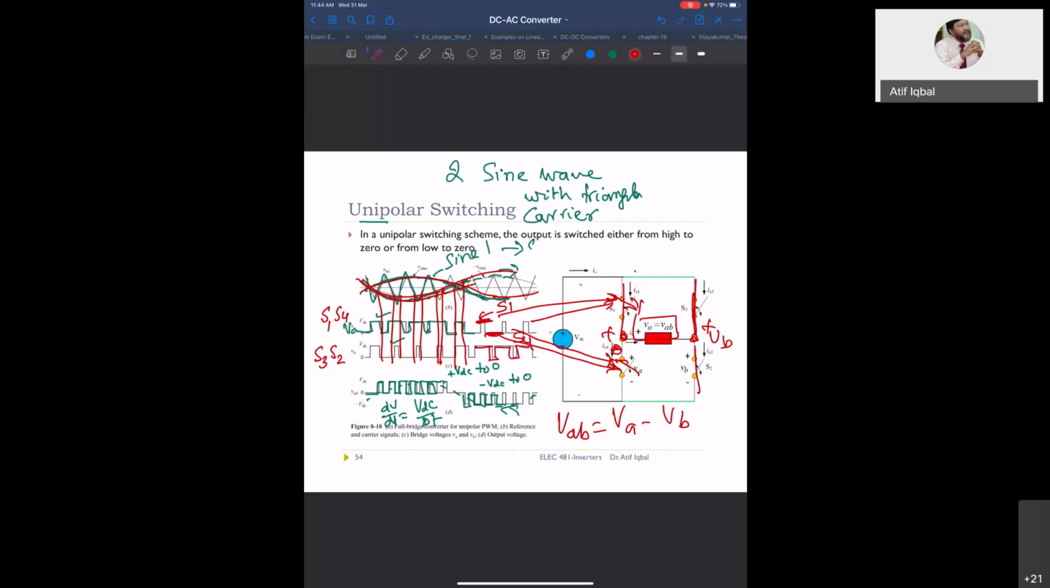Similarly, for the negative cycle, from the comparison of sine 2 and the triangle, you get this as your signal. When it is high, S3 is on. When it is low, S2 is on. So this is how you distribute the gating signals.